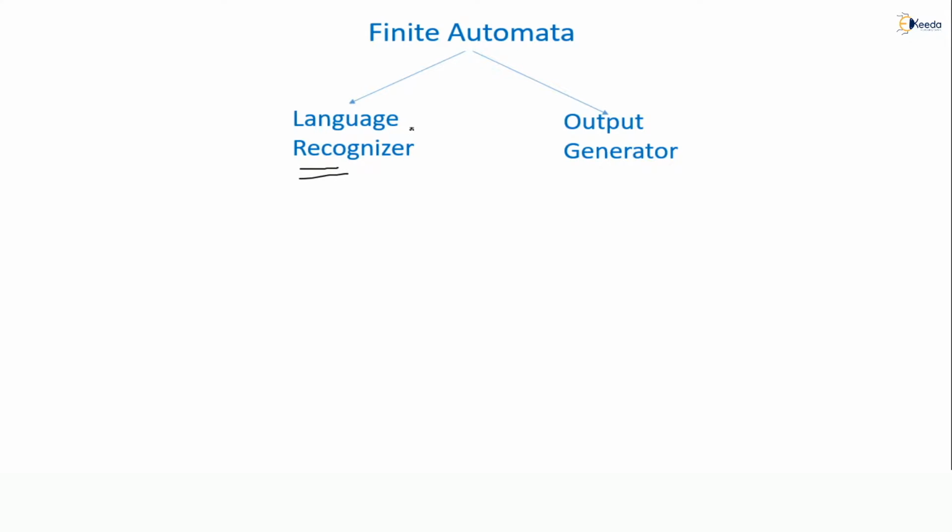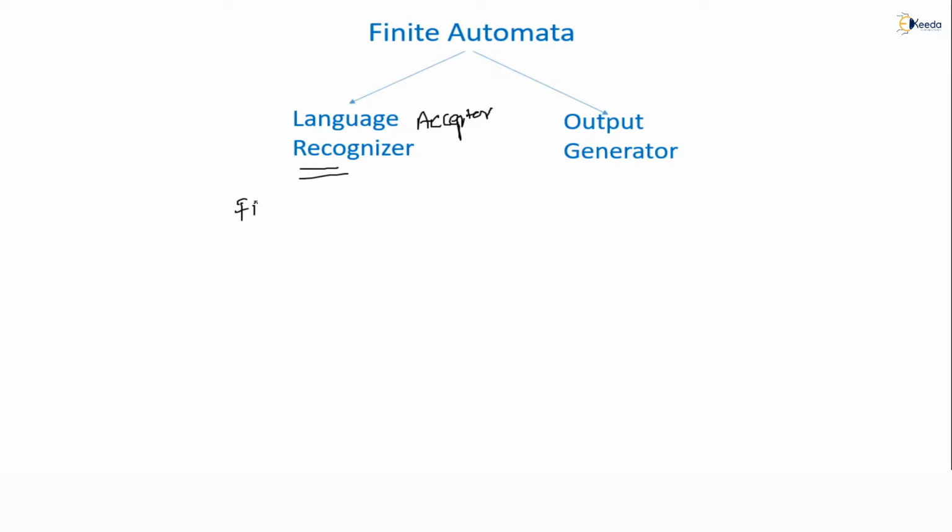This finite automata can be of two kinds. One is language recognizing, and the second is output generating. Finite automata is what? A language recognizer or acceptor, we can say. And the second one is output generator. So what is the meaning of language recognizer? So FA with output and without output, this we are calling.